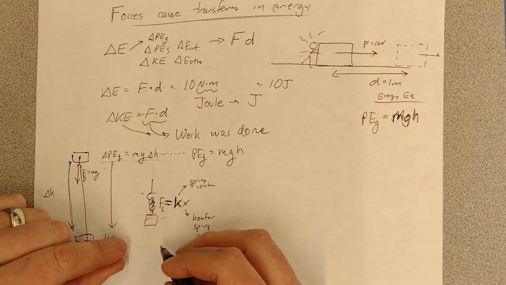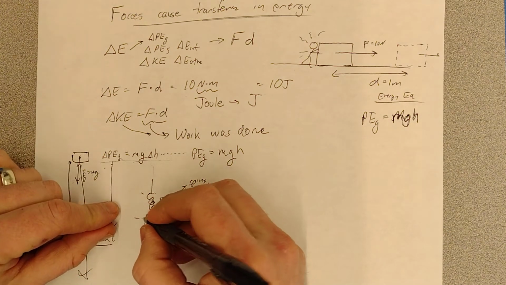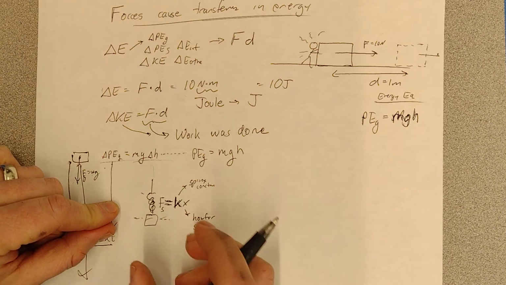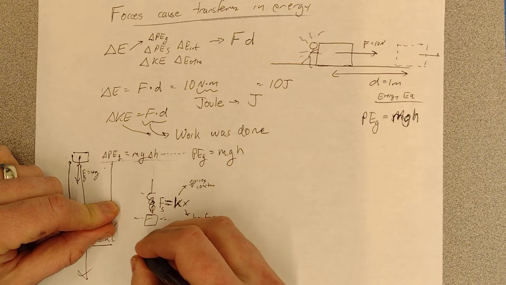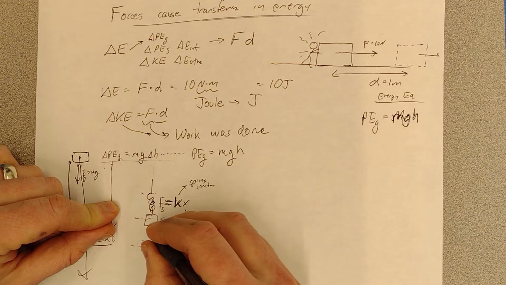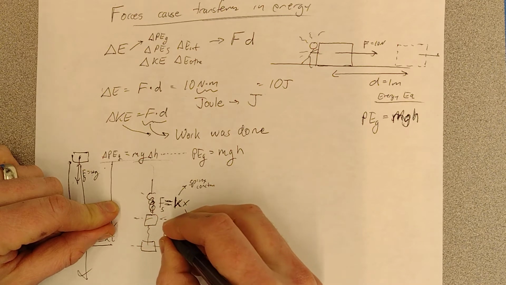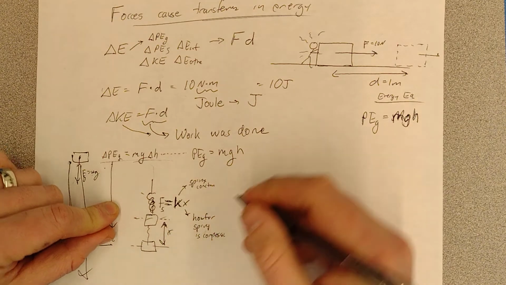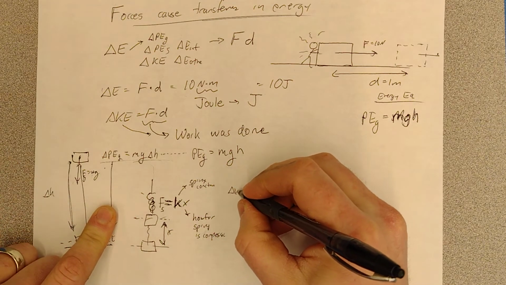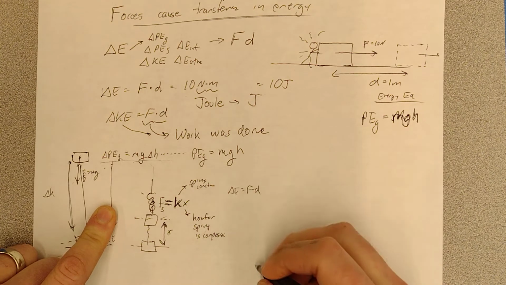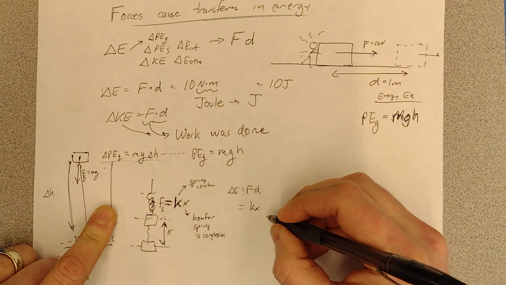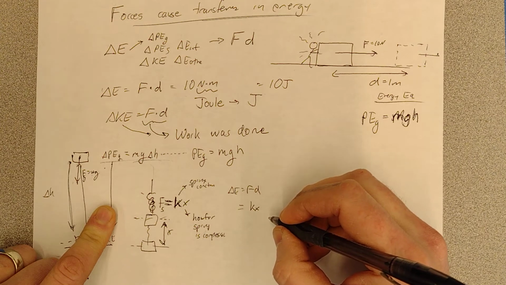So if the object starts here, right? Let's say I haven't hung anything on it. I've hung it on it, and it pulls it down to here, or I pull it down to here. I've stretched the spring by a distance of x, right? So if I do the change in energy here equals force times distance, well, the force here is kx, right?